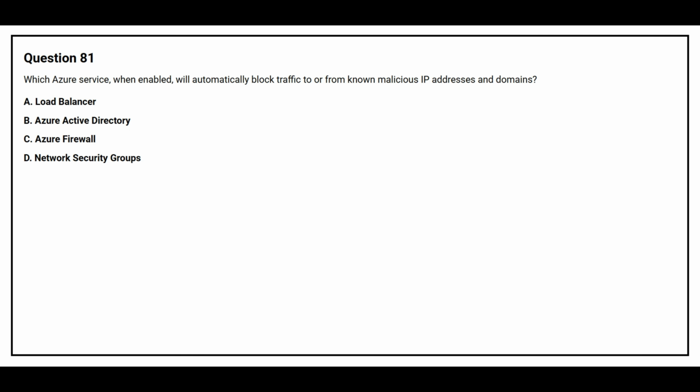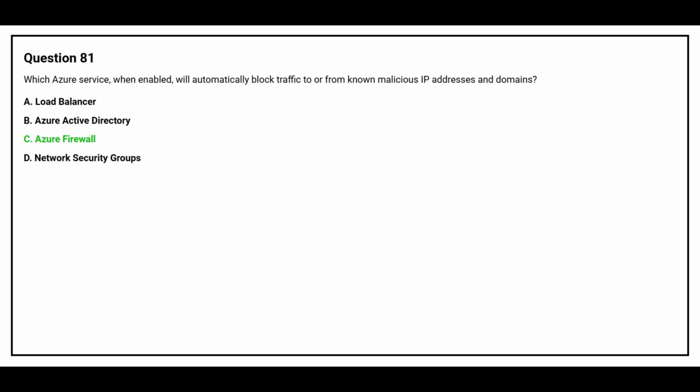Question number 81. Which Azure service, when enabled, will automatically block traffic to or from known malicious IP addresses and domains? Option A, Load Balancer. Option B, Azure Active Directory. Option C, Azure Firewall. Option D, Network Security Groups.